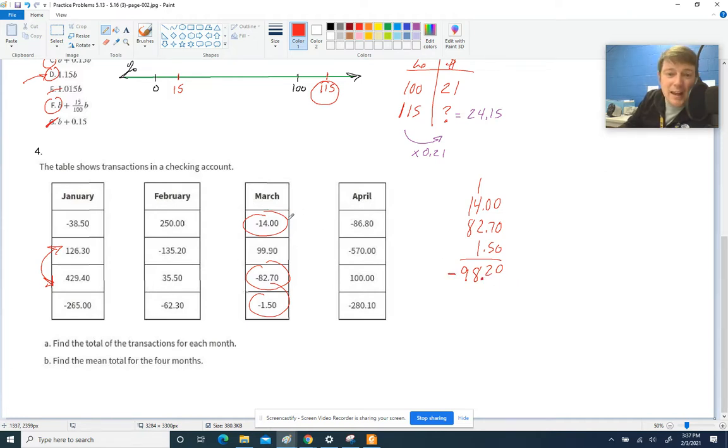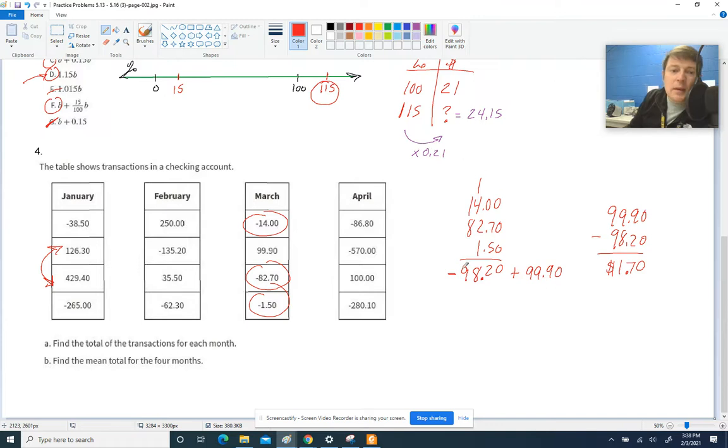But this is negative. All of these are negative values. And then when you add $99.90 to that, that's actually a subtraction problem where the positives are going to win. So when you do this, it would be $99.90 minus $98.20, right? And you get 0, you get 7, you get 1. So the positives win there by $1.70. So actually, when you add all of these numbers up for March, you're going to get a number probably fairly close to 0 because these are transactions.